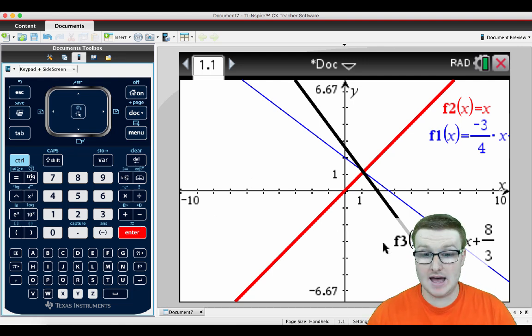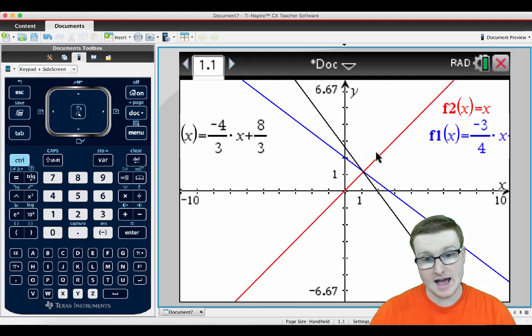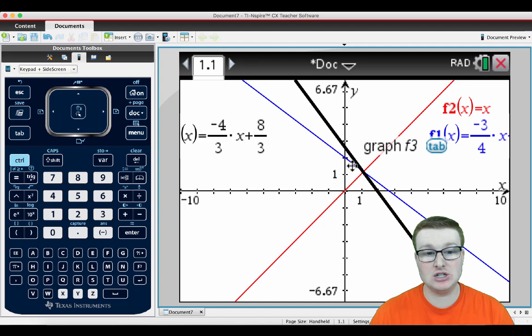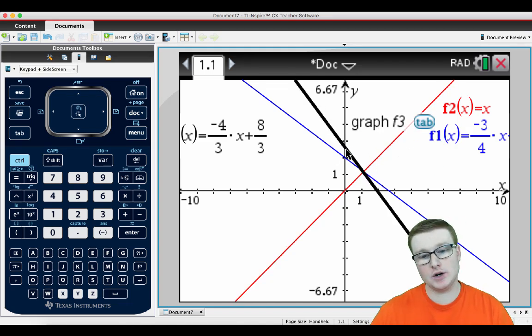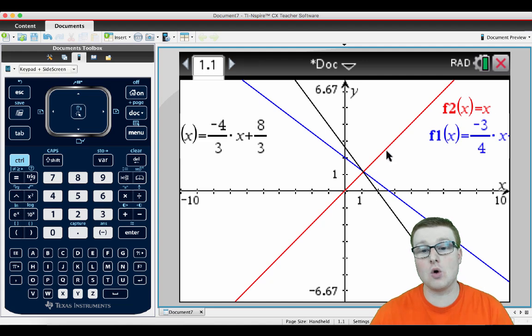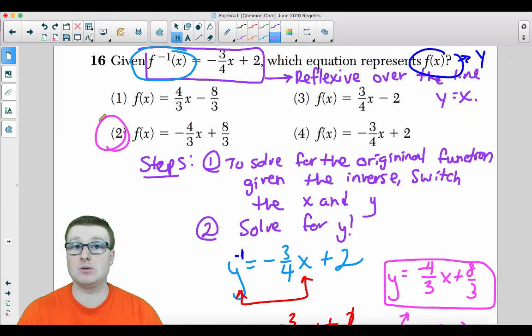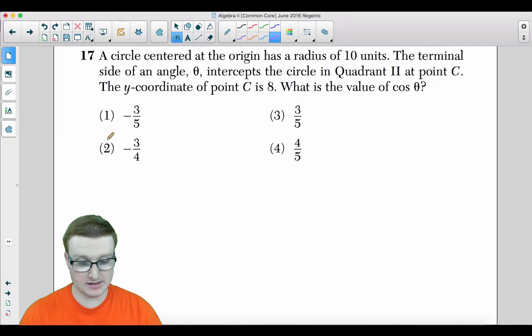Okay, look at what just happened here. You see how the line y equals x passes directly through the point of intersection between these two lines, and they are perfect mirror images of each other over the line y equals x. That's how you know you got this answer correct. Okay, so your answer for that one is choice 2. Moving on to number 17.